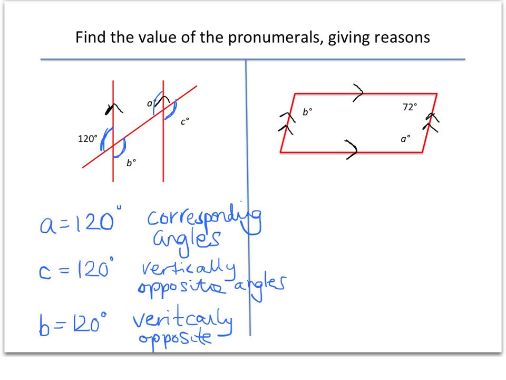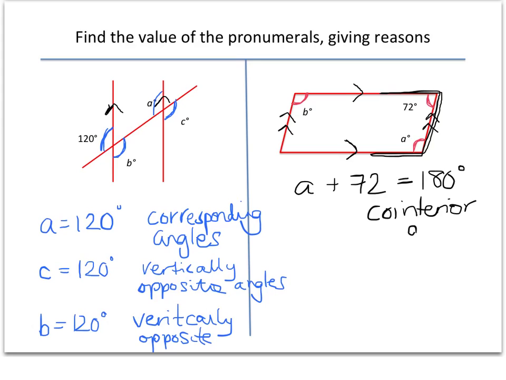Okay, let's try a second example. So in this case, we need to work out A and B. So here's A and here's B. And we've got this angle here, which is 72 degrees. So there's a couple ways you can look at it. What strikes me right away is we've got co-interior angles here. So do you see how that C shape is made? So we know A plus 72 has to equal 180 degrees because we have co-interior angles. Okay, so therefore to work out A, we would subtract 72 from 180. So A would be 108 degrees.